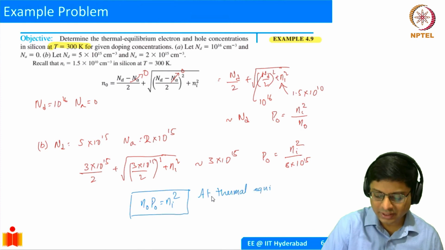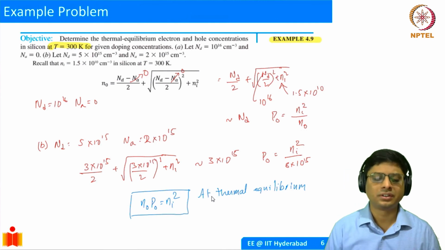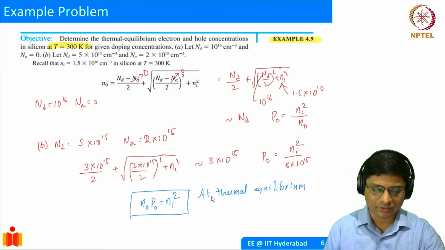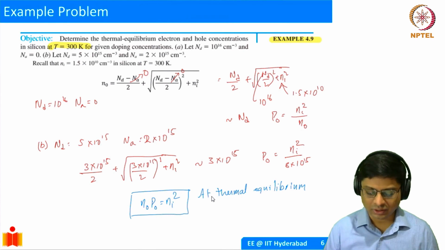In the next week, I'll talk a little bit more about what is equilibrium, steady state, and so on. We'll come to it in a little bit more detail. But for now, we saw that there are these two processes, and whenever they are in equilibrium, we call it N naught into P naught equal to Ni square.